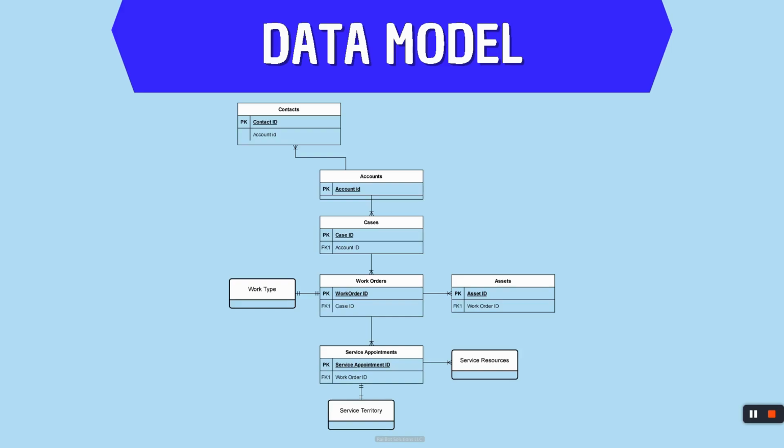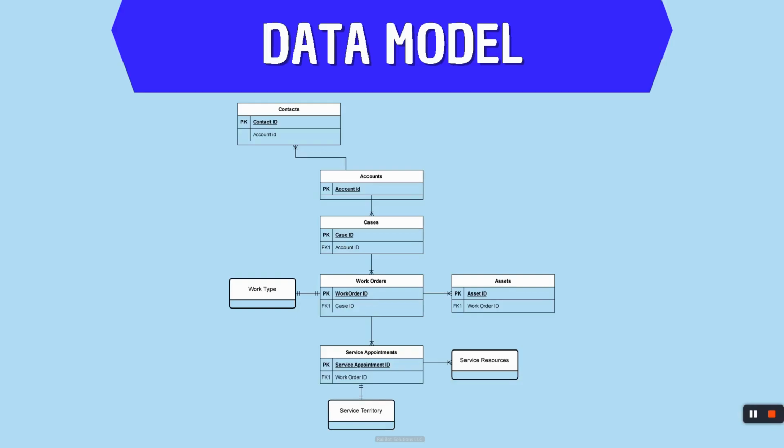An interesting object over here is assets. Again, assets is related to accounts as well, could be related to cases, but in this case we have related to work order. So a work order can be regarding an asset maintenance, hence you can have multiple assets maintenance in one work order.